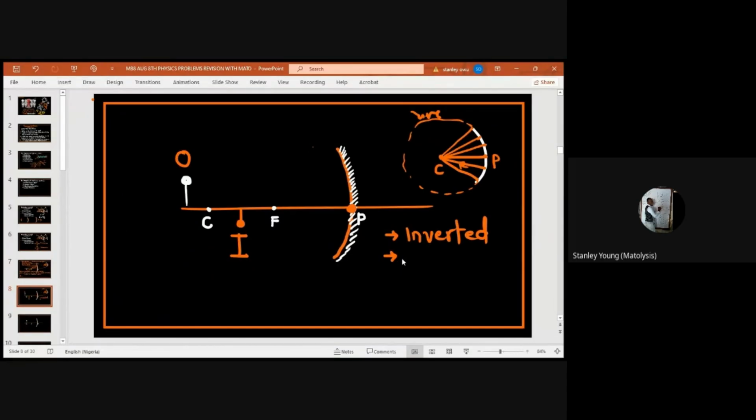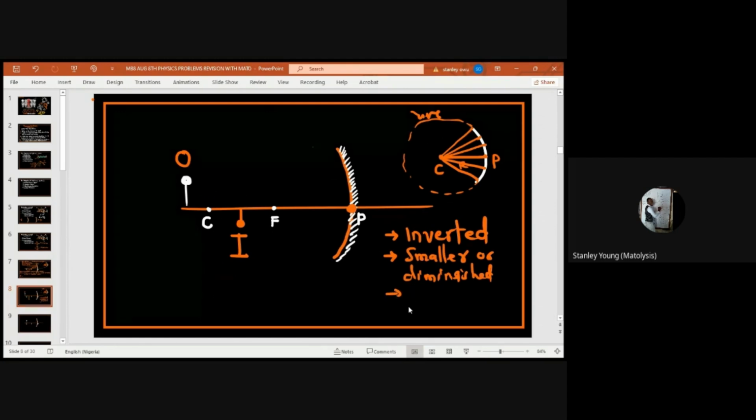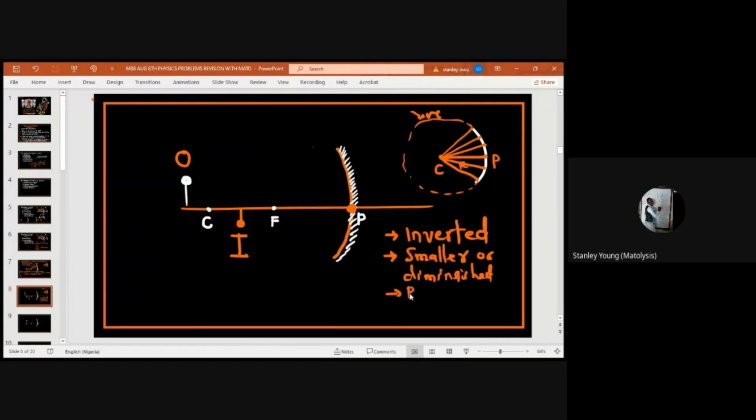Now compare the size. You realize that the size is smaller. So you can say it is smaller, or you can say reduced, or you can use the word diminished. Okay, and what else? The positioning: it is formed between C, that's between the center of curvature and the principal focus. Formed between the center of curvature and the principal focus. That's the positioning.